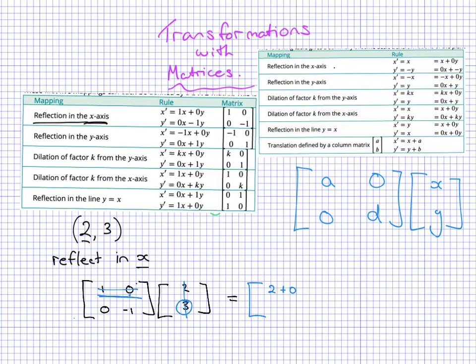All right, then the other row times the same column, it's going to be 0 times 2, which is 0, plus, but this is a minus 1 now times 3, so it's minus 3. What you'll notice is that the new matrix, when we simplify it, is (2, -3). So what's happened? The y value has become negative. Let's go back over here to the original table and have a look. Reflection in the x-axis. Look, the y value becomes negative, and that's exactly what's happened from 3 to negative 3.